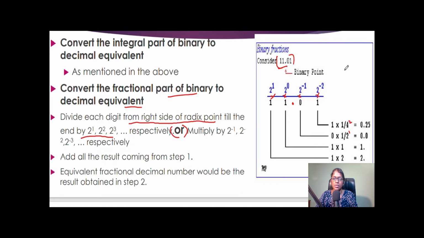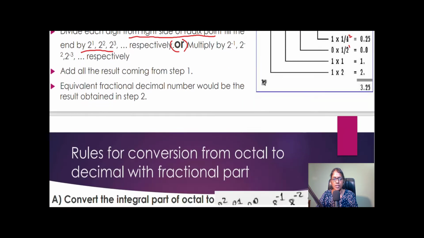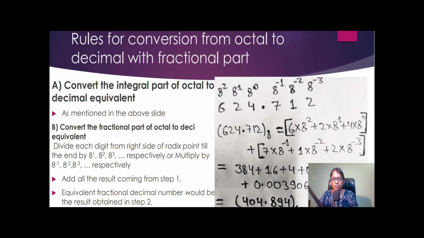Just remember this: before the decimal point this is 2 to the power 0, this is 2 to the power 1, this is 2 to the power 2. After the decimal point you consider 2 to the power minus 1, 2 to the power minus 2, and multiply the bits as they are and find the answer. That's it. And in the same way we apply it for octal also.